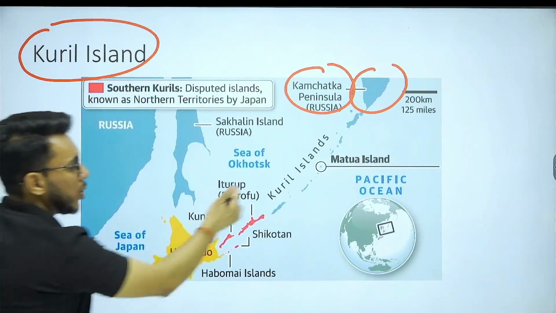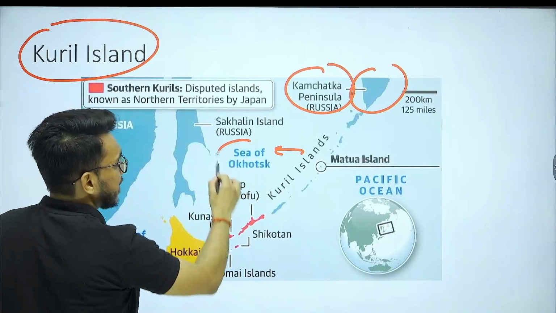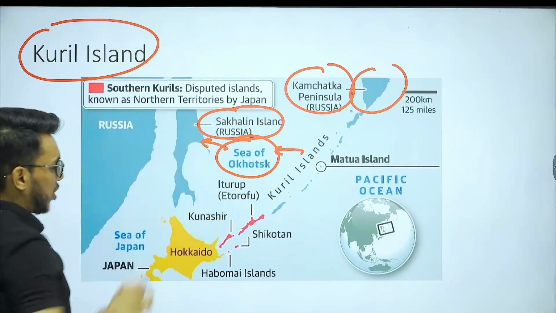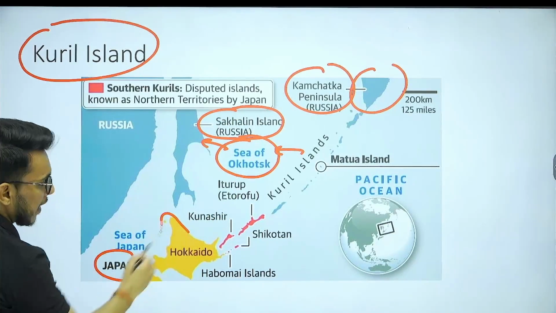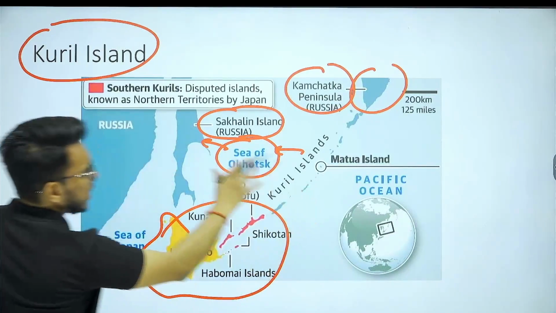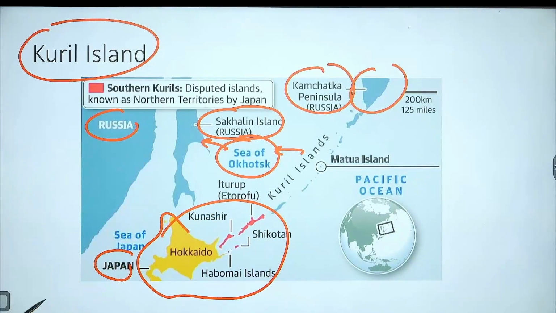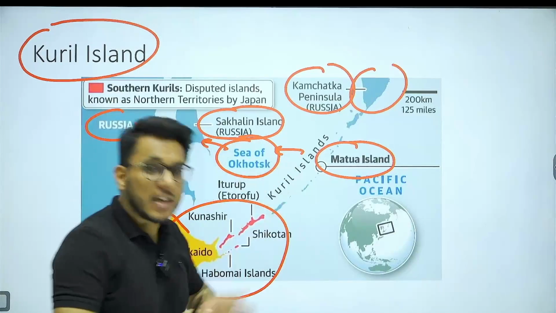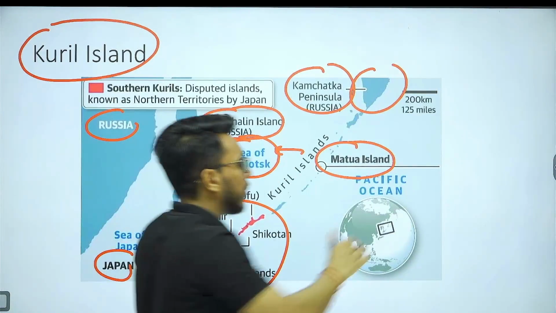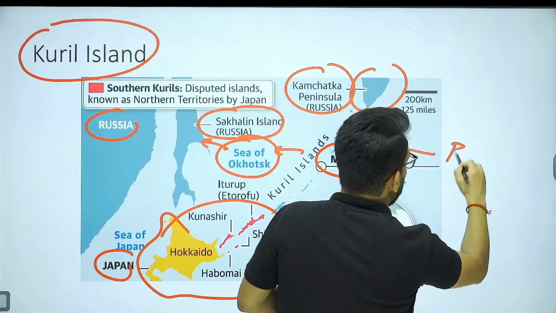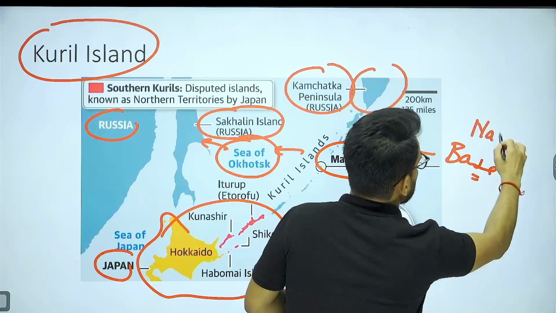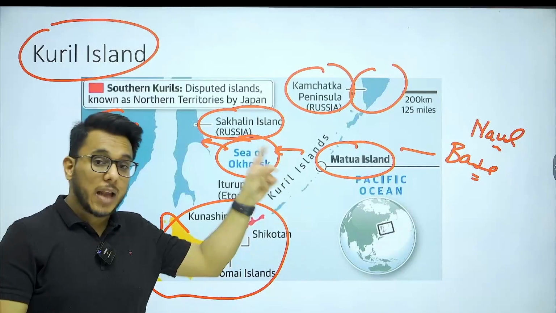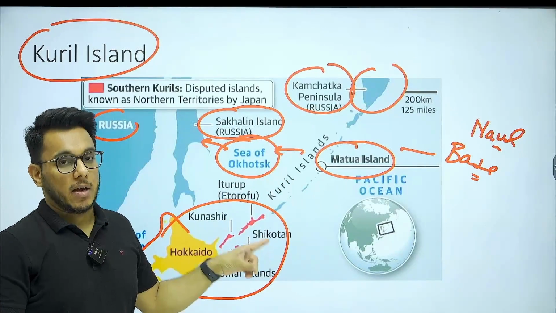Then towards the western side of the Kuril Islands, there is the Sea of Okhotsk, and further west, there is Sakhalin Island of Russia. Now here we have Japan, and these Kuril Islands are disputed between Russia and Japan. Matua Island is also there, which is a part of the Kuril Islands. What happened recently? Russia has planned to develop a naval base at Matua Island. Matua Island is a part of the Kuril Islands, which are disputed between Russia and Japan.